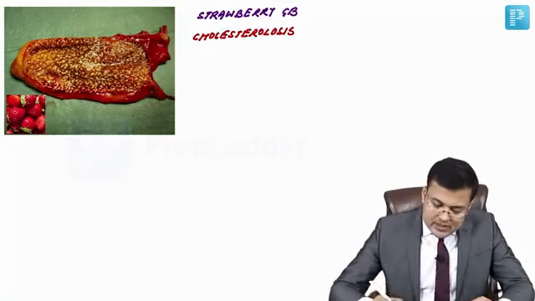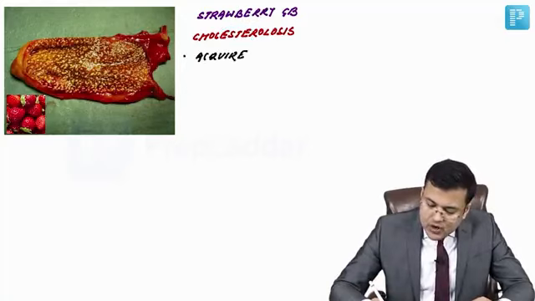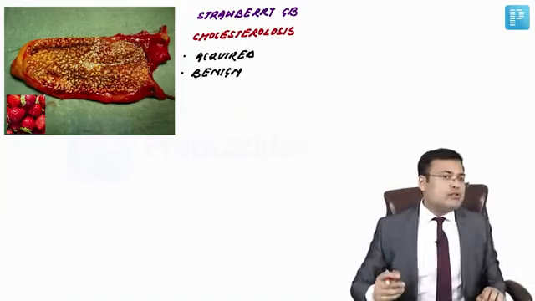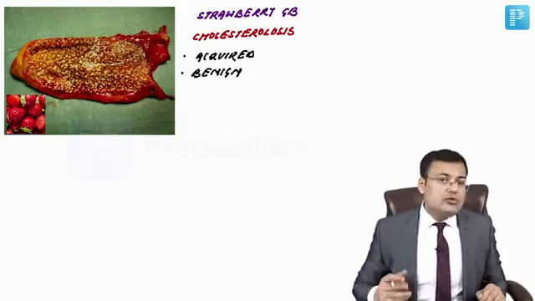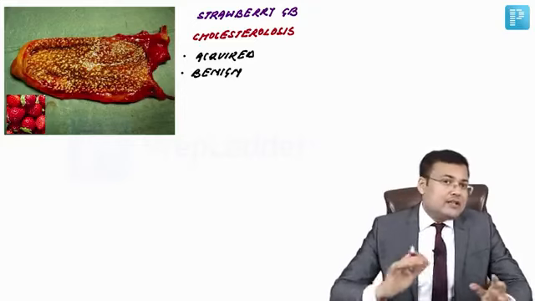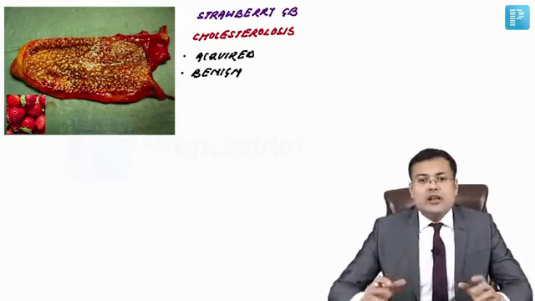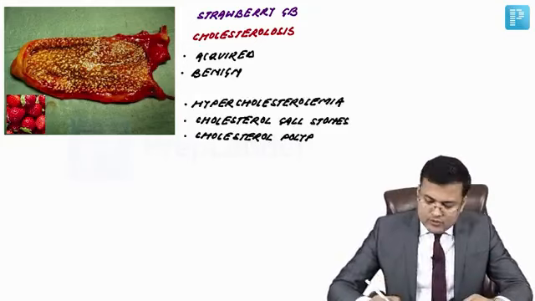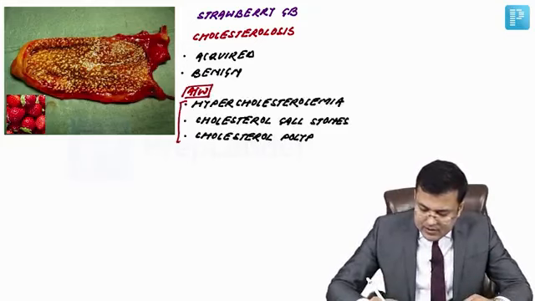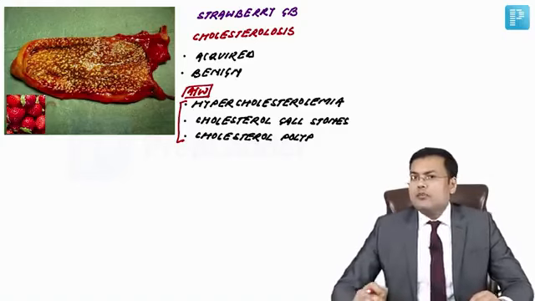You know, this condition is acquired. This is acquired. This is benign. And it is associated with which stone? Cholesterol gallstone. Which polyp? Cholesterol polyp. And which condition? Hypercholesterolemia. So everything is related to cholesterol in strawberry gallbladder. So important point, it is associated with hypercholesterolemia, cholesterol gallstones and cholesterol polyp.